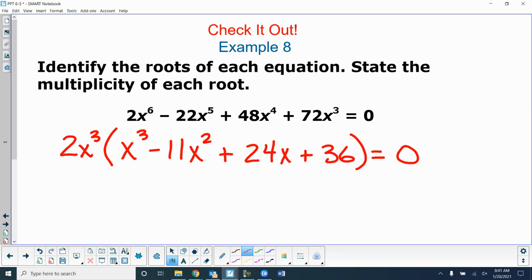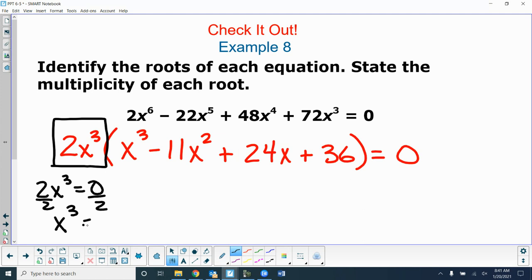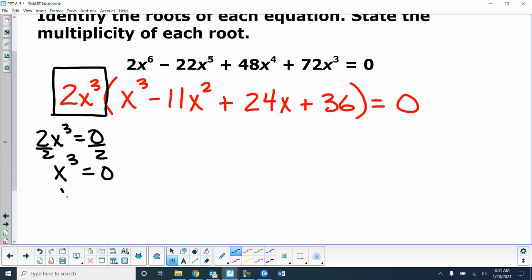But this tells me what, right here? What's that tell me one of the zeros is? 0, right? And how many times does it work? 3. You see that? Because I can write 2x cubed equals 0, divide by 2, which is still 0, and then take the cube root, which is still 0, right? So this has a multiplicity of 3. Now I can just put that part in my calculator and look at it, okay?